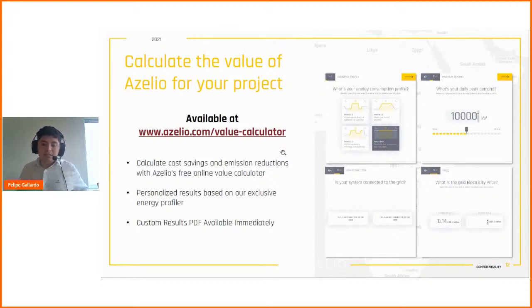So this kind of analysis, at the very early stage, you can do if you have a project. You can come to our website, asilio.com/value calculator, and with very few data points you can simulate more or less what would be the value of our solution for your project. So you can put the demand, the type of profile you have, what is the price of electricity that we are replacing, and then we can tell you more or less what our LCOE is, and then we can really start a conversation from there. Of course, it's just a first analysis, but then from there, we can contact you and assess the case in more detail.